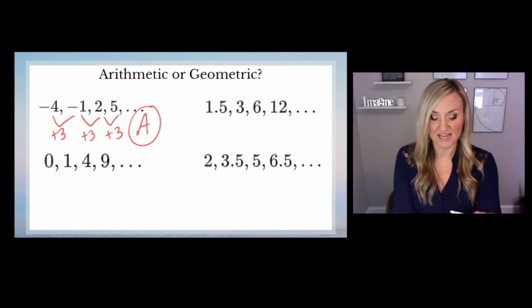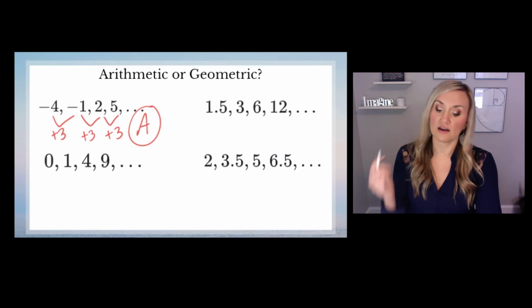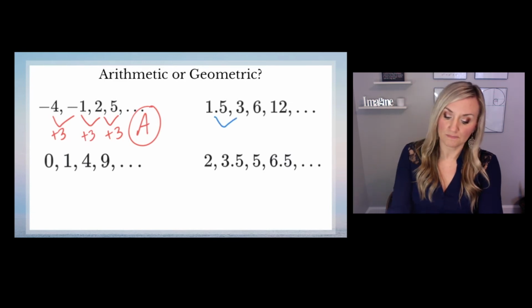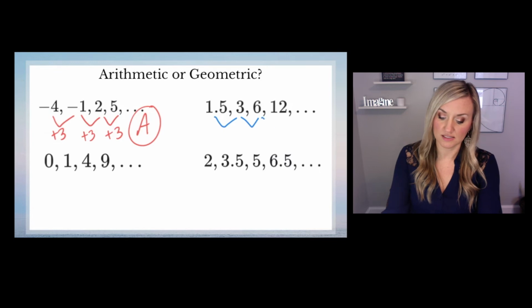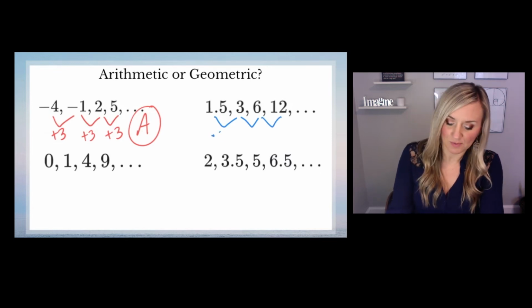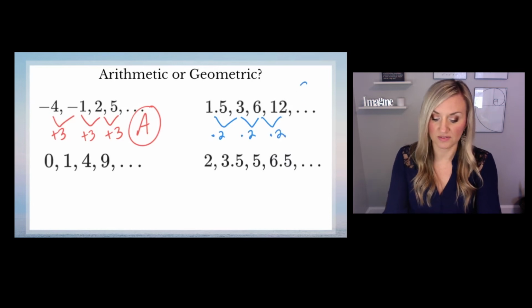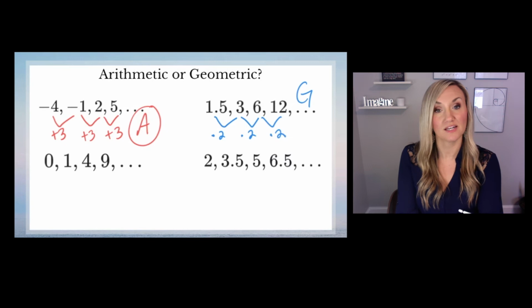All right, let's take a look at the second one. I'm going over to the right. We have 1.5 to 3, 3 to 6, 6 to 12, looks like we're multiplying by 2. And we're multiplying by 2 each time, and therefore this is geometric because we're multiplying.